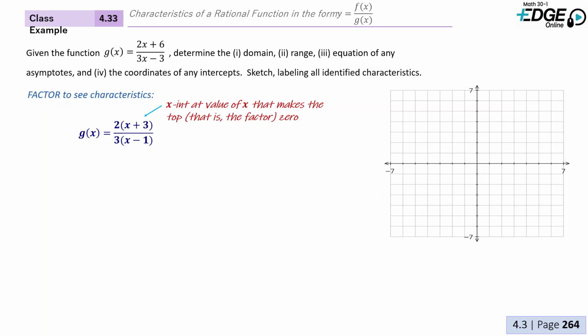Now we can see that the factor in the numerator is showing us where our x-intercept is. So in this case, it's going to be at x is equal to -3, because if I threw -3 in for x, that would make this equal to 0, which would make the whole thing equal to 0.